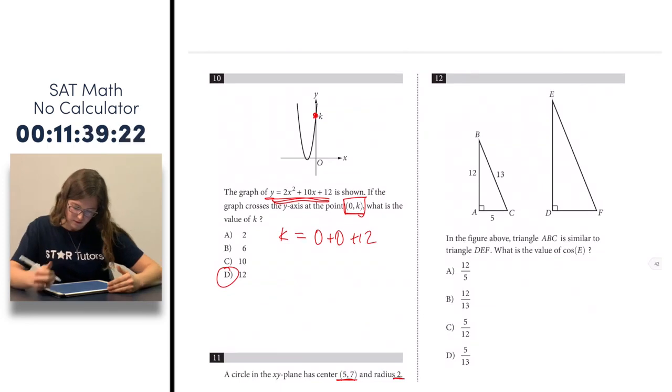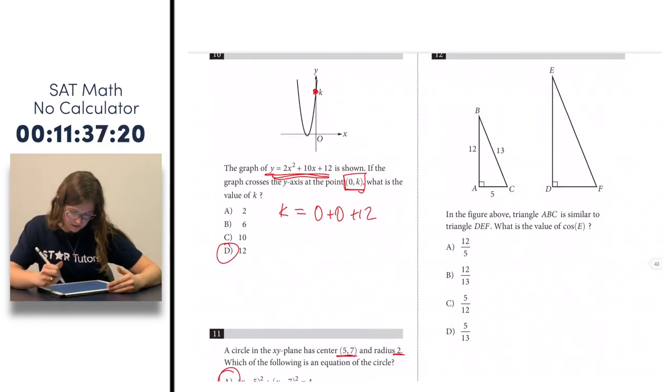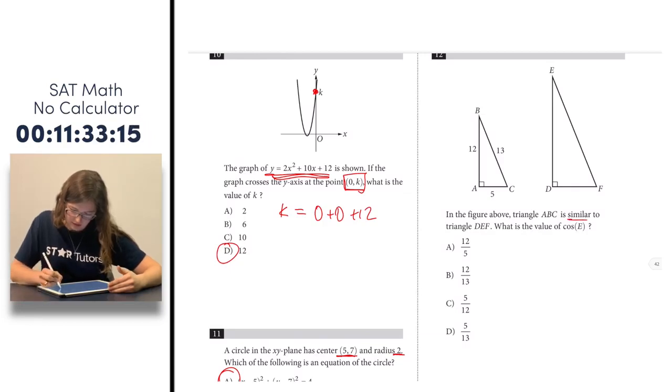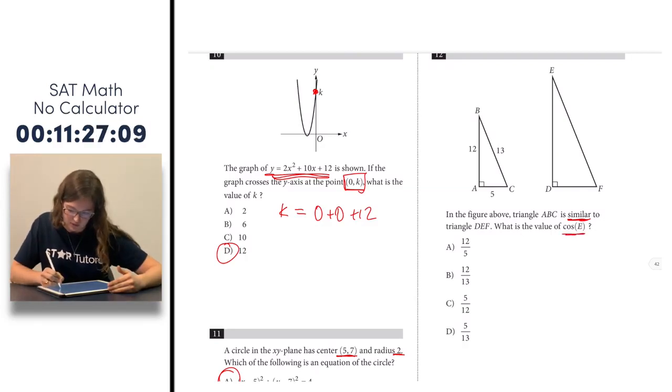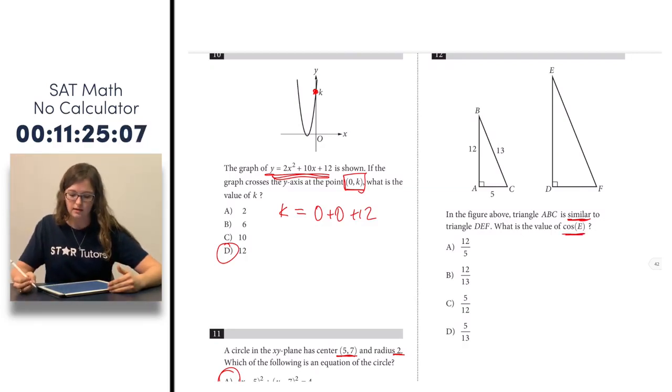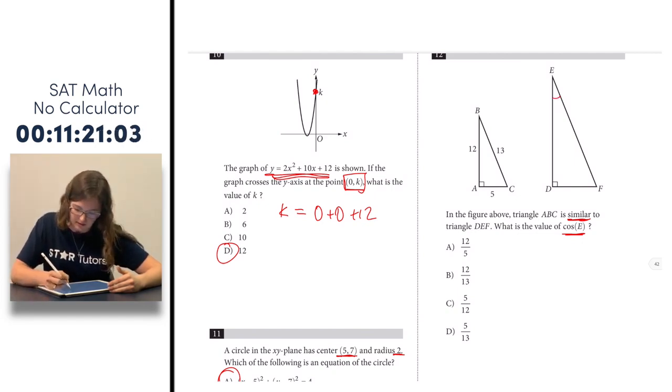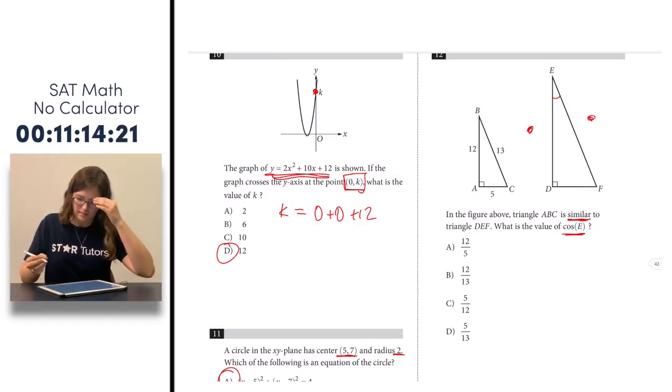Number 12, nice right triangles. They're telling us these triangles are similar. ABC is similar to DEF. That means the sides are proportional. And we want to know what's the cosine of E. So cosine, I need to know adjacent over hypotenuse. So that means I need this side and this side if I'm looking at angle E, adjacent over hypotenuse.